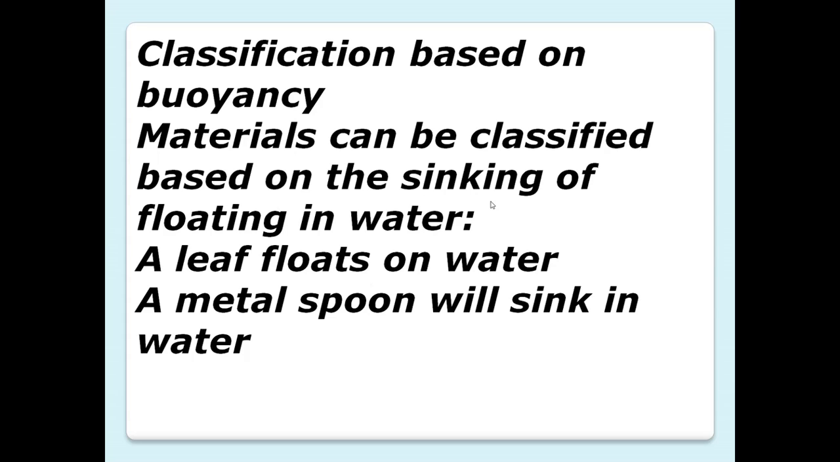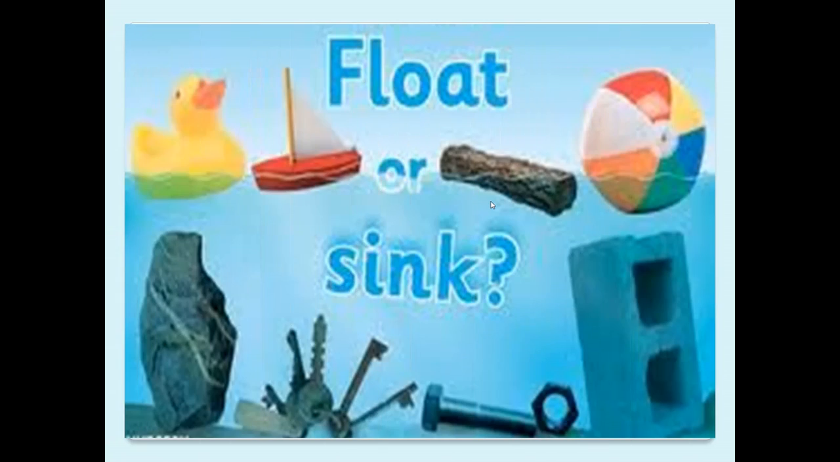Classification based on buoyancy. Here is one more classification or sorting of material based on the nature of buoyancy. Materials can be classified based on sinking or floating in water. For example, if you drop a leaf in water, the leaf floats on water. Whereas if you drop a stone in water, the stone sinks in it. So, based on the nature of buoyancy, we can classify the materials as floating materials or sinking materials that do not float.